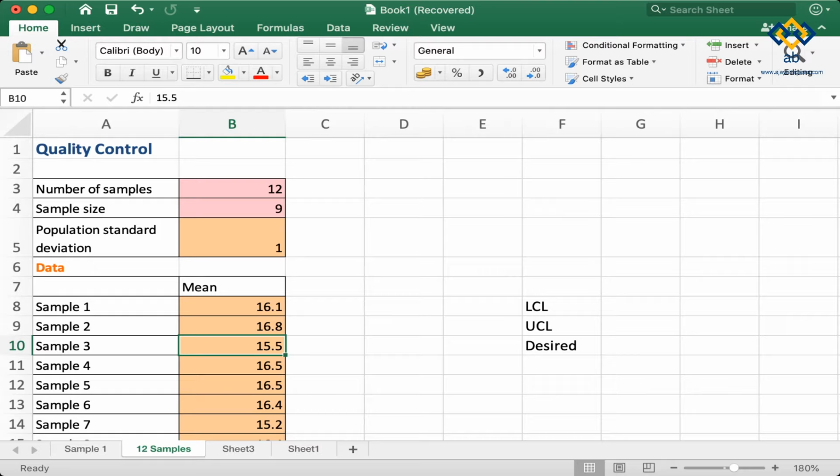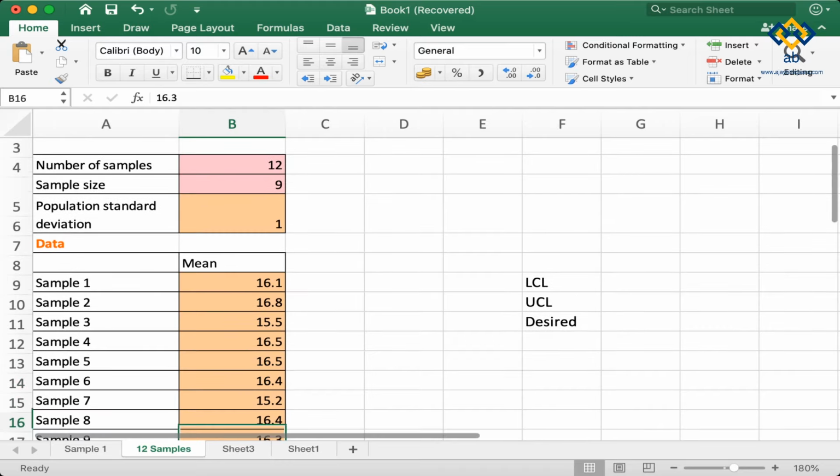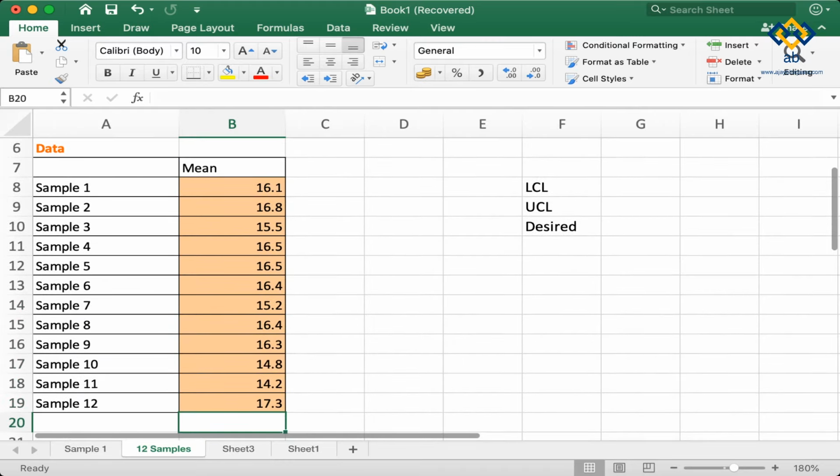Suppose for sample number 4 we have 16.5, for sample number 5 we have 16.5, 16.4 for sample number 6, 15.2 for sample number 7, and accordingly we have these 12 samples and their means taken together.